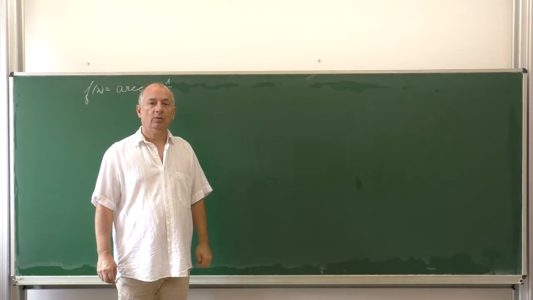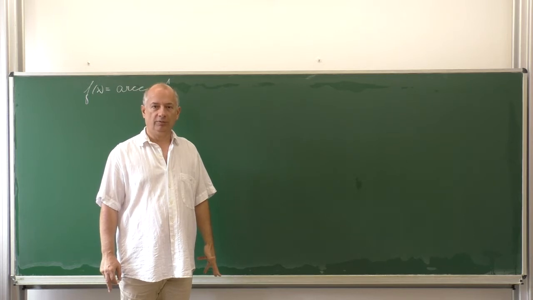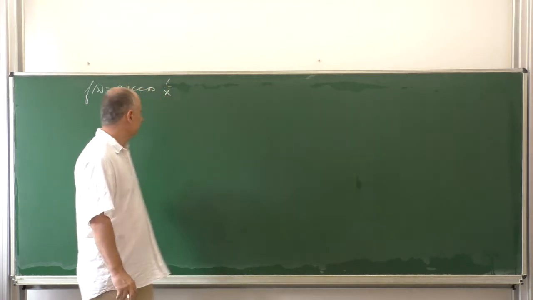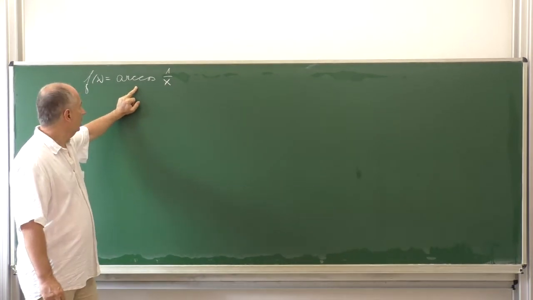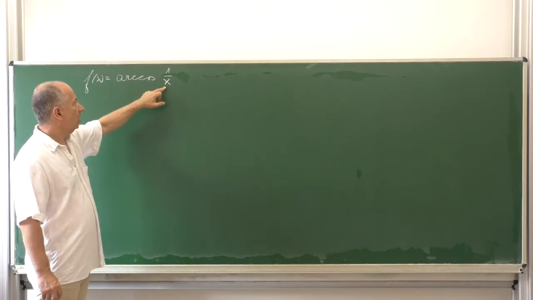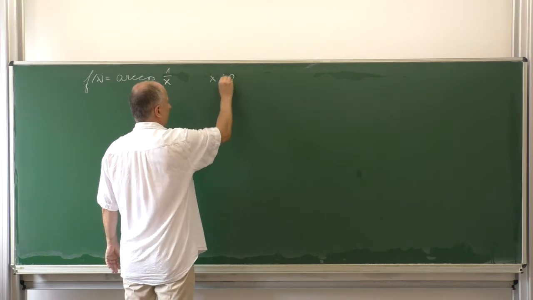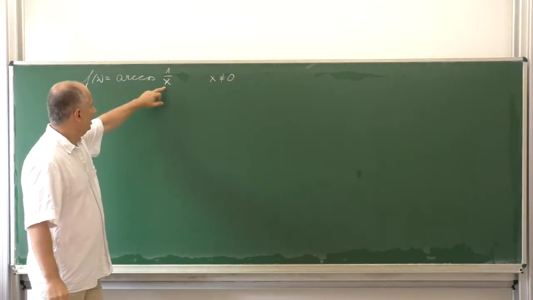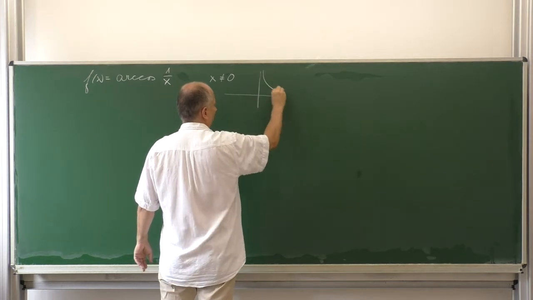In this seminar, we want to practice the domain of definition and the range of a function and of its inverse. Consider the function arc cosine of 1 over x. First, let's find the domain of definition of this function. We have the fraction 1 over x, so x must be different from 0. The graph of 1 over x is easy to sketch. This is the hyperbola.